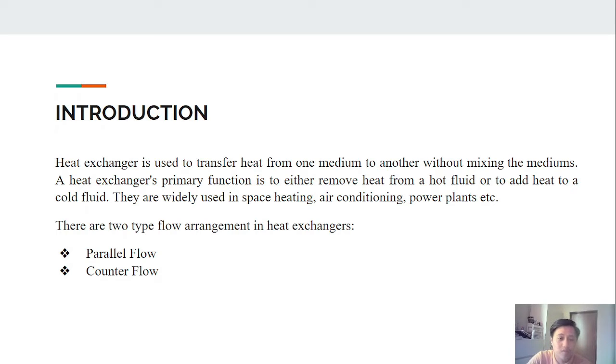There are two types of flow arrangement in heat exchangers. The first one is parallel flow, which is known as co-current flow. Both hot and cold fluids flow in the same direction and enter and exit the heat exchanger at the same end. The second one is counter flow, in which the hot and the cold fluids flow in opposite directions, and both fluids enter and exit the heat exchanger at opposite ends.